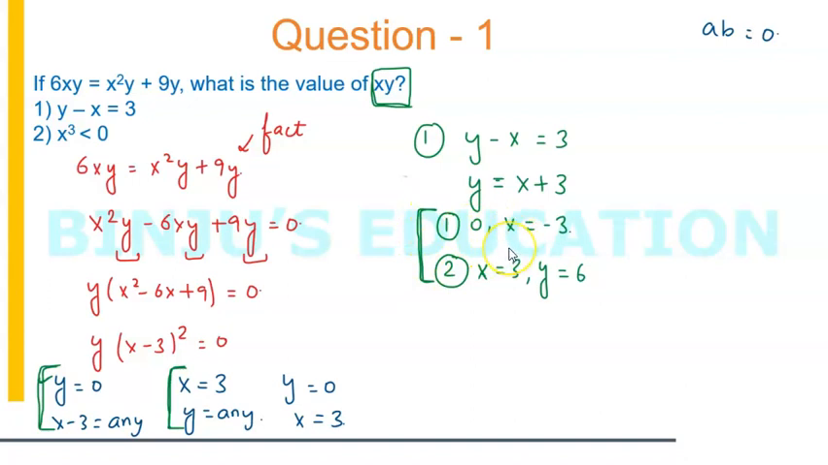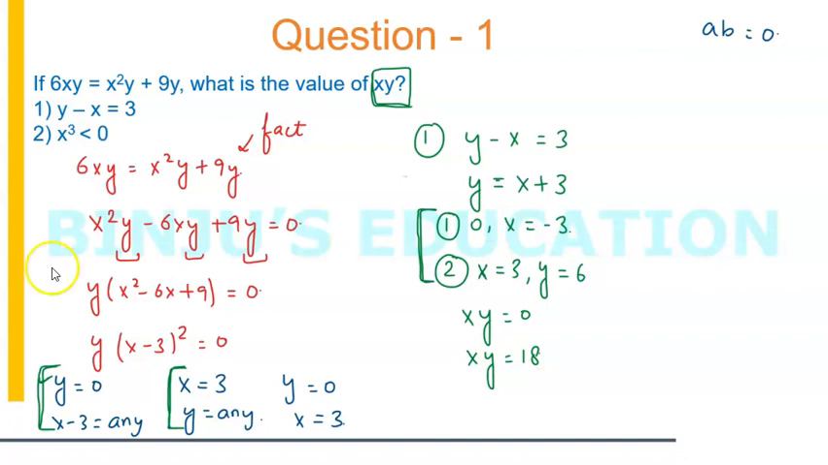Second is x is equal to 3, y is equal to 6. So from there I can say that xy can be equal to 0 or xy can be equal to 18. Both of them are possible. So do I have a conclusive answer? No, I don't have a conclusive answer.